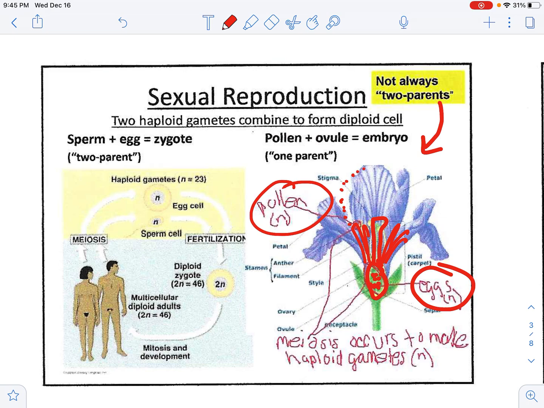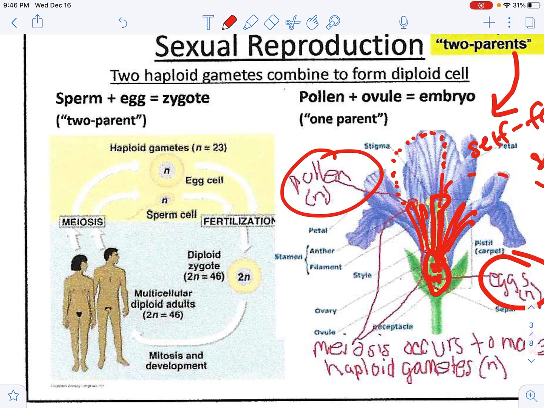And so pollen can land in that same flower and fertilize. It can self-fertilize. And so that's still sexual reproduction, because there's a fertilization of two haploid gametes, even though it's only one parent. I mean, plants can also cross-fertilize, but just because it's one parent doesn't mean it's asexual if there's a fertilization.